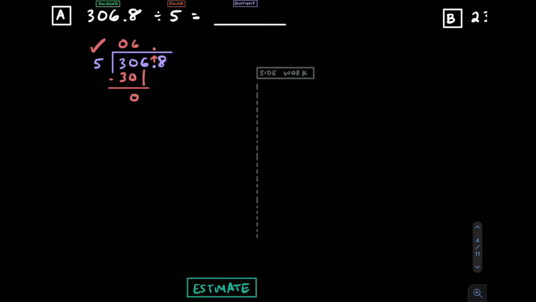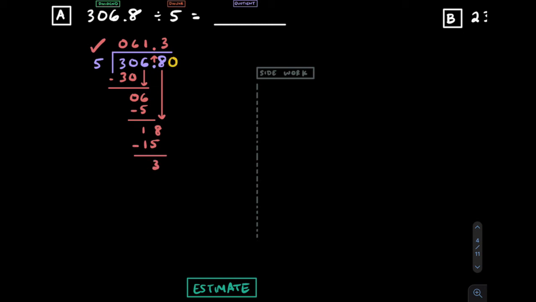Here we're going to bring down the 6 to team up with the 0 and repeat the process. 5 goes into 6 one time. 1 times 5 is 5. We're going to subtract. We get a remainder of 1. We're going to bring down the 8 to repeat the process here. Now we have 18. 5 fits into 18 3 times. Notice how this 3 is to the right of the decimal place. 5 by 3 is 15. We have a remainder of 3.